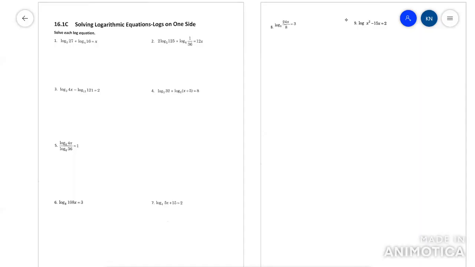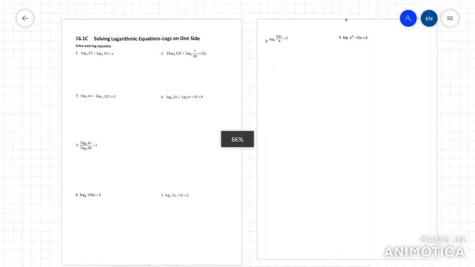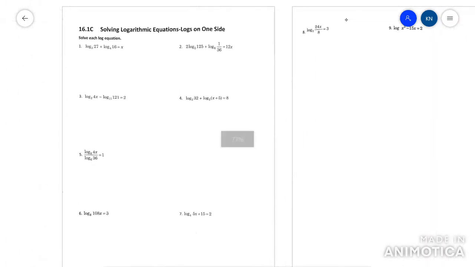All right, this video is going to go over 16.1c, which is how to solve logs, specifically the ones where there's only the log word on one side of the equation. So let's go ahead and get started.